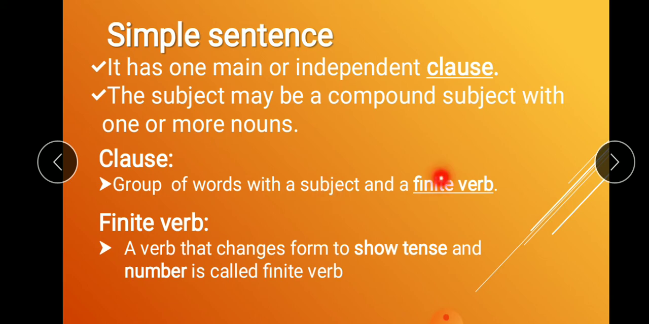Now what is a finite verb? A verb that changes form to show tense and number is called a finite verb. We have this same topic about finite verb in lesson number 1. If you want to know more or revise with the example, you can do it from lesson number 1.